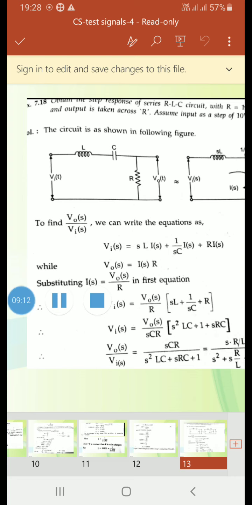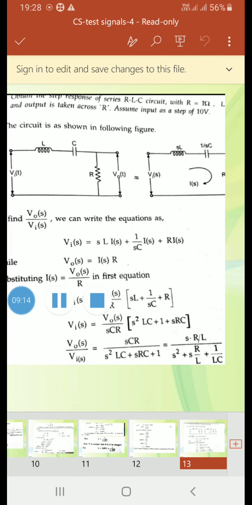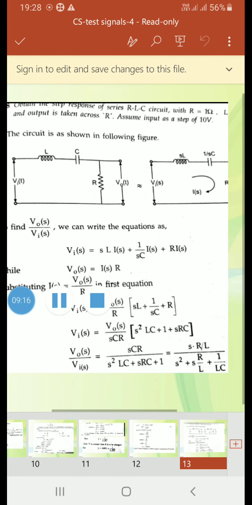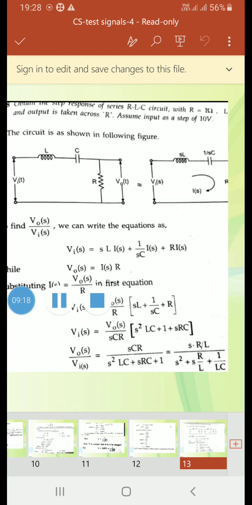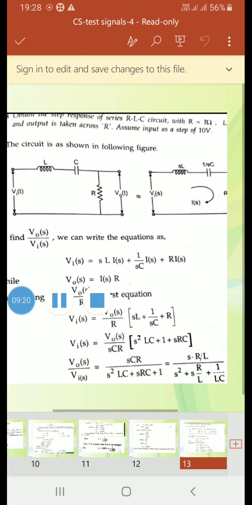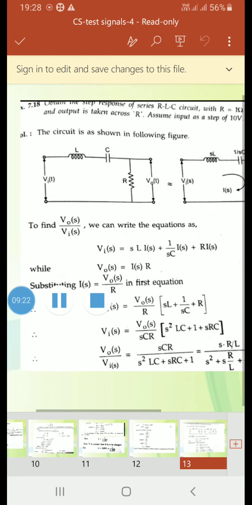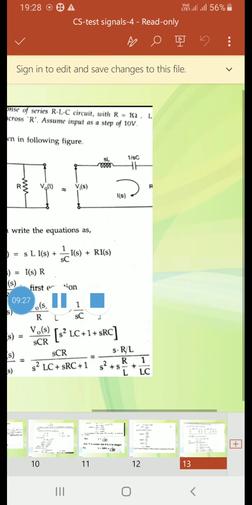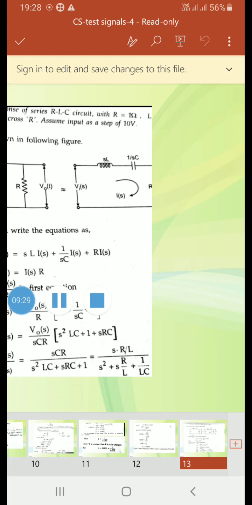LCR series RLC circuit. Values are given. L is 1 Henry, C is 1 Farad, R is equal to 1 ohm. So writing in S domain, what circuit do we get? SL, 1 by SC, R, Vi of S, V0 of S, I of S.